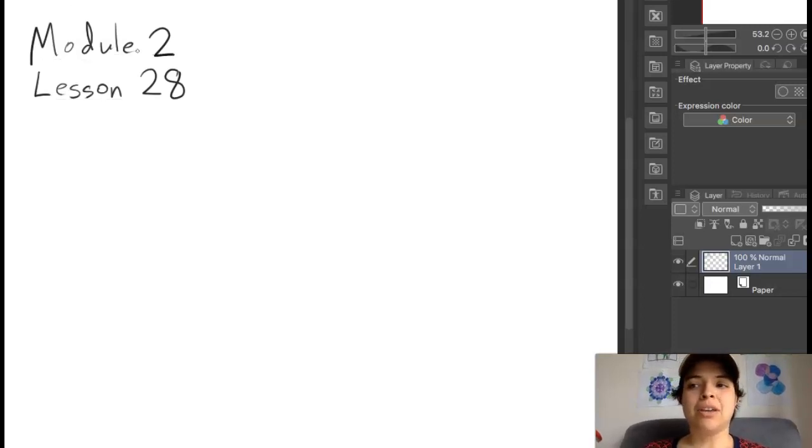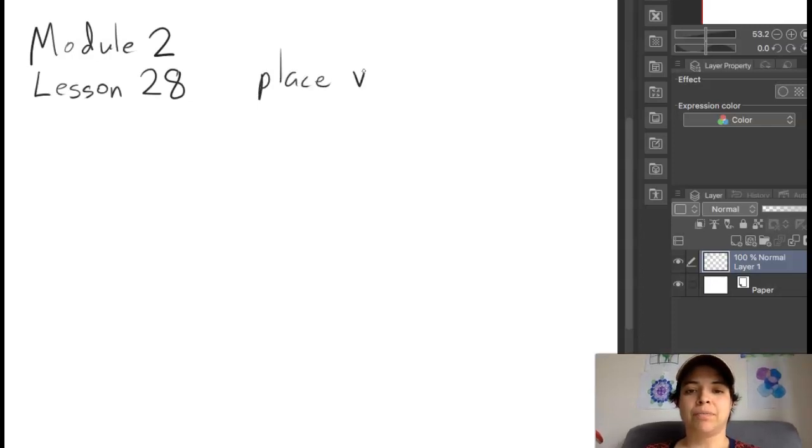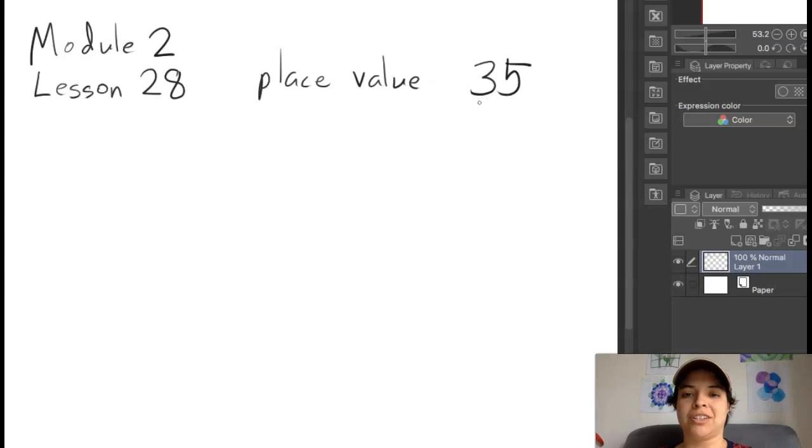So, we have been talking about place value. And place value just means knowing the number order, and what that means when you have more than one number put together. For instance, this number, we know that this first place right here means tens. And then this second place right here is ones.